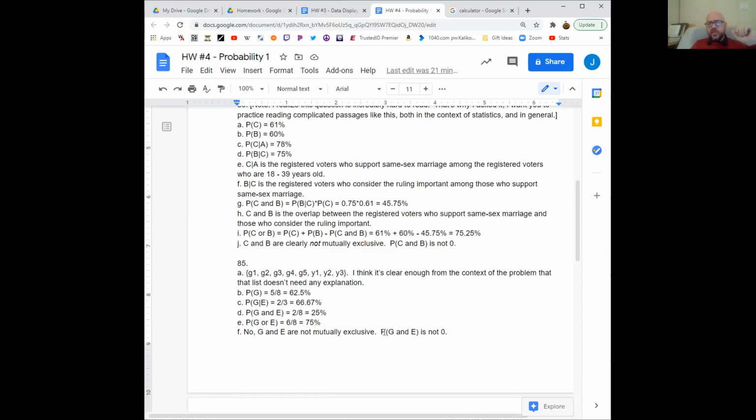And G and E are not mutually exclusive. Probability of G and E is 2 out of 8, not 0, right? If they were mutually exclusive, it would be impossible to get a card that is both green and even, but it's not impossible. You can get G2 or G4.